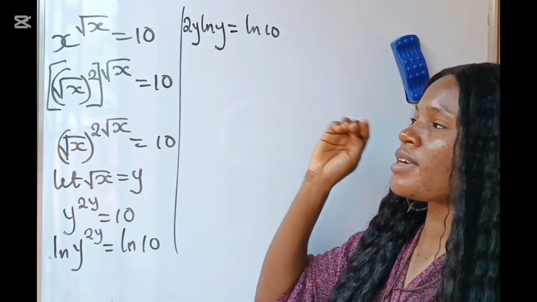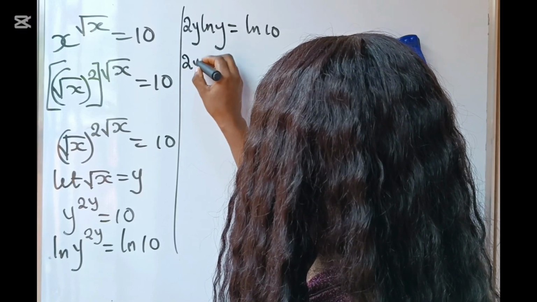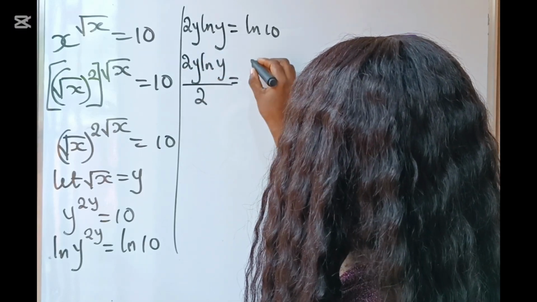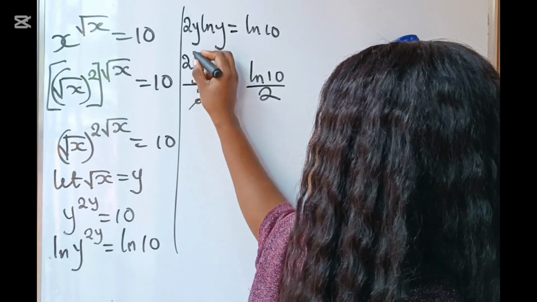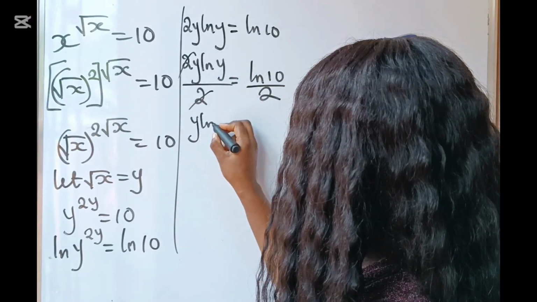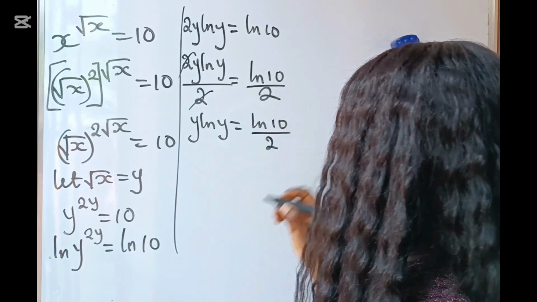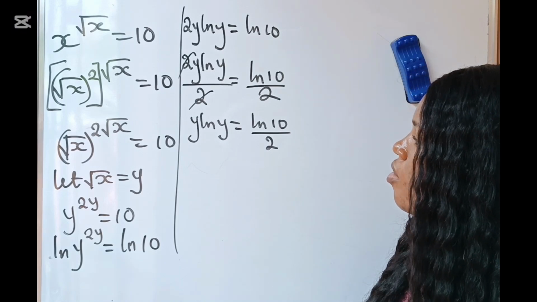Now let's divide both sides of this equation by 2. So we have 2y ln y divided by 2 is equal to ln 10 divided by 2. So we cancel this. So we have y ln y is equal to ln 10 divided by 2. Correct, right? Yes. All right.